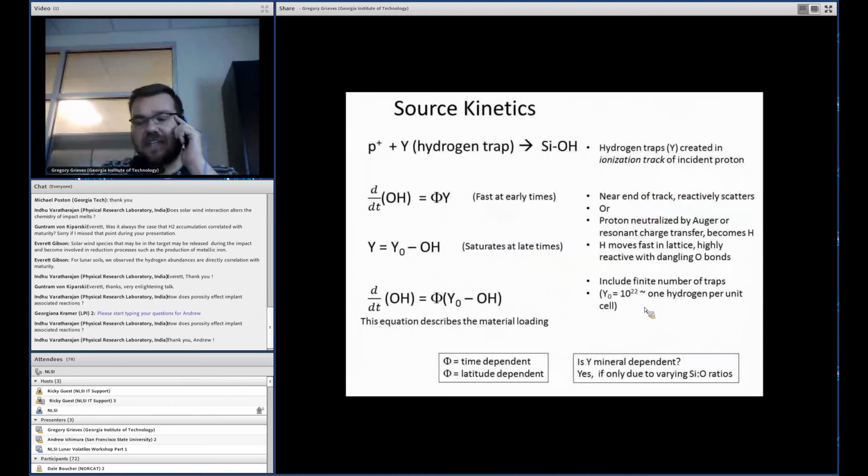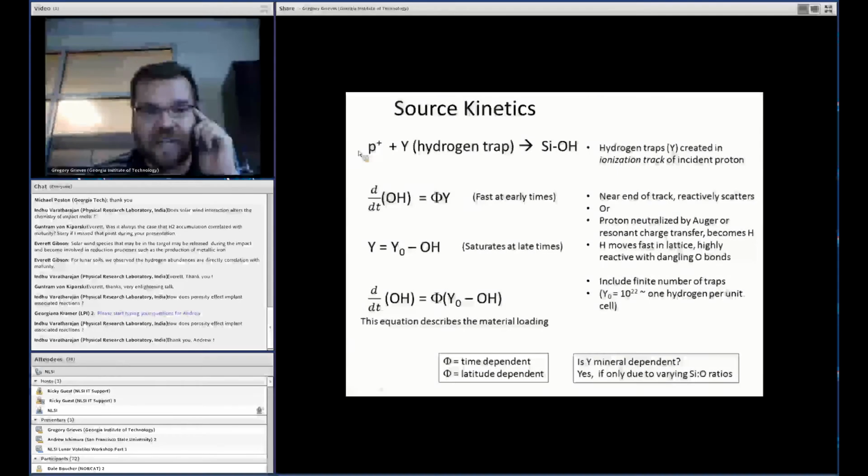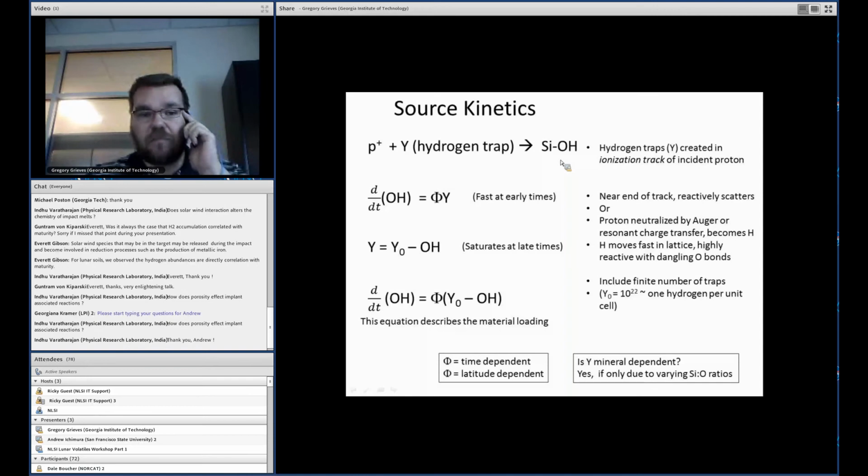So using these concepts to construct a simplified mathematical model, I have indicated here the reaction where protons come in and combine with one of these newly generated traps to form a silicon hydroxyl. To put this into mathematical terms, the rate of OH growth is proportional to both the flux of the protons and the trap density.